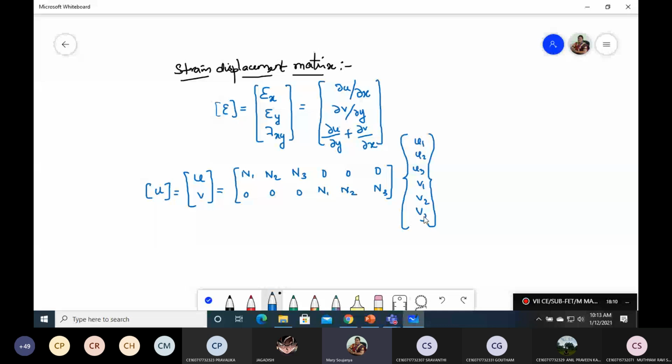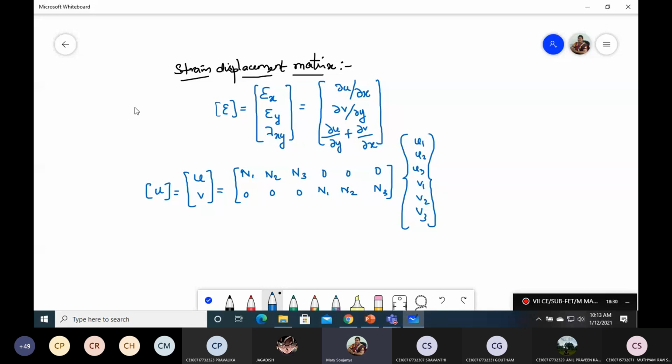Is this the equation that we have seen in the previous class? Shape functions for a CST element. Did we see this? I need a response. I cannot go like this, you know. Yes, ma'am.